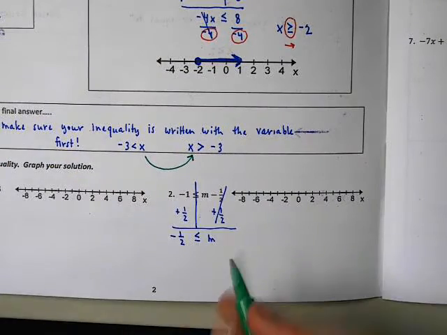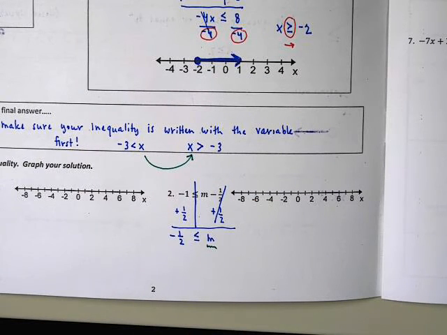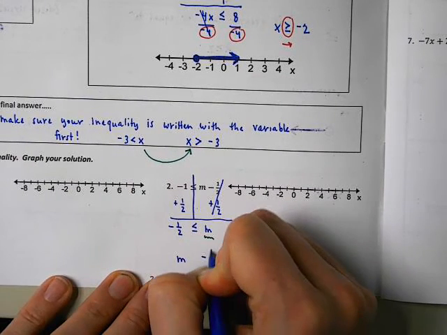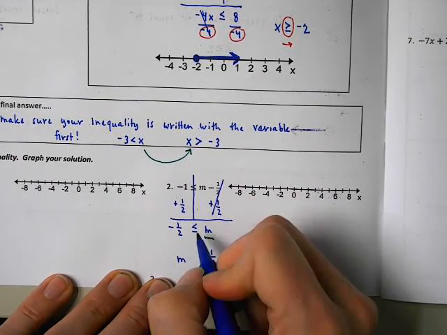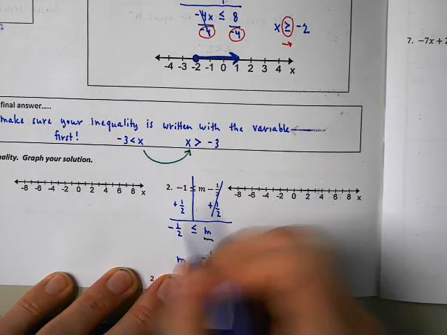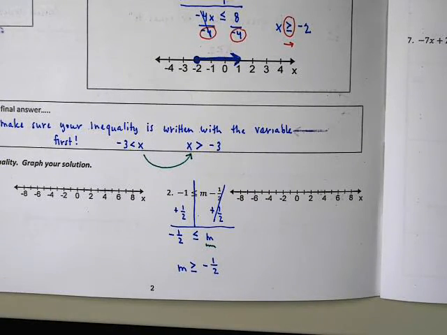Now here's what we meant. My variable is not first in my inequality, so I want to go ahead and rewrite this so that it is. So I'm comparing m, and I know I was comparing that to -1/2. Now again, my inequality opened up, the wide end was pointing at the m. When I rewrite it, that still has to be true. So now I can graph.